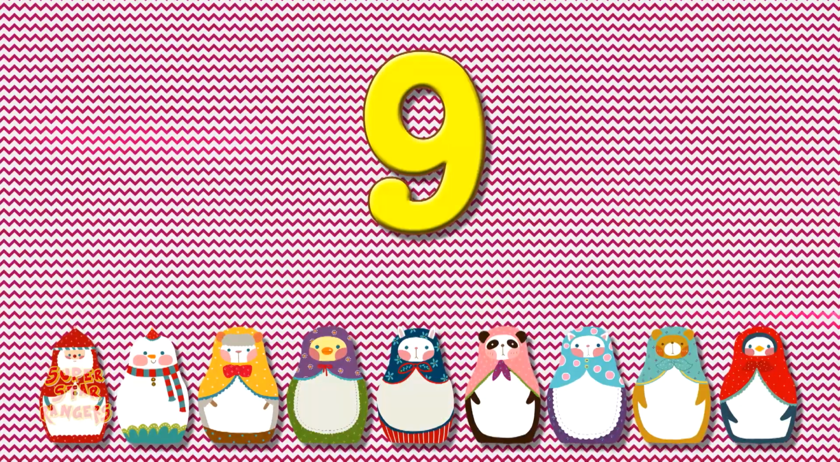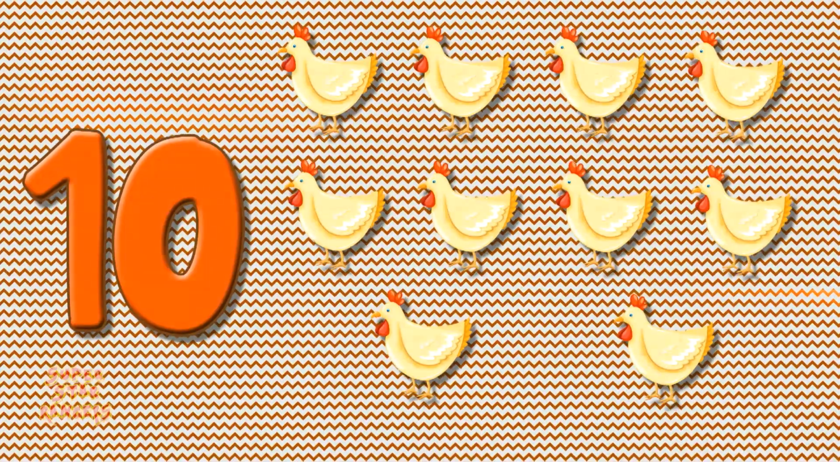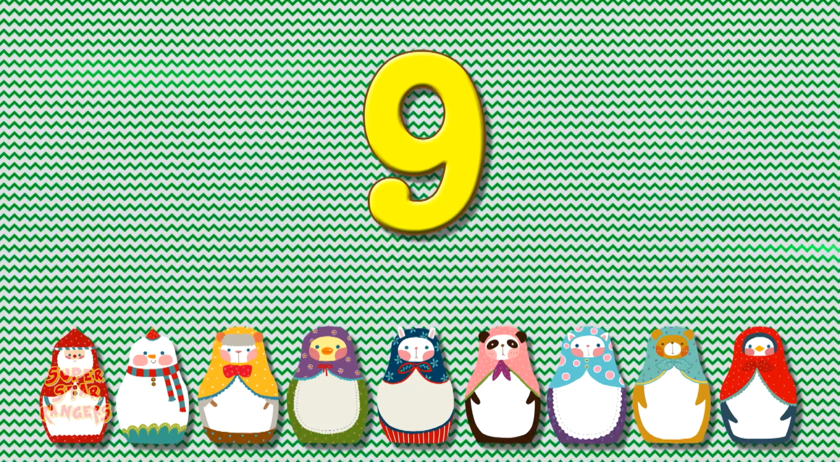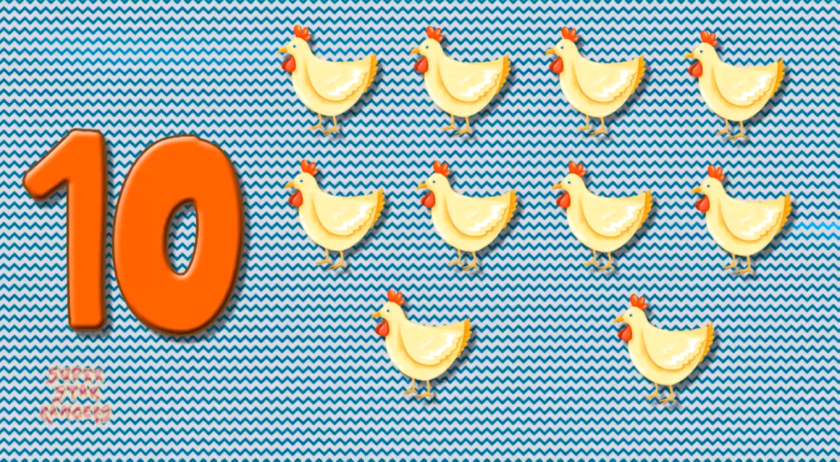Nine in the line and ten little hens. There are your numbers, one, two, ten. Nine in the line and ten little hens. There are your numbers, one, two, ten.